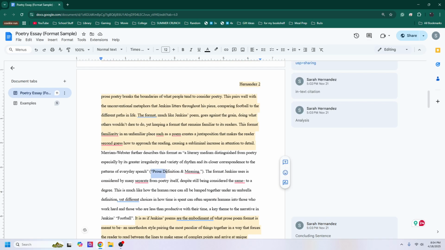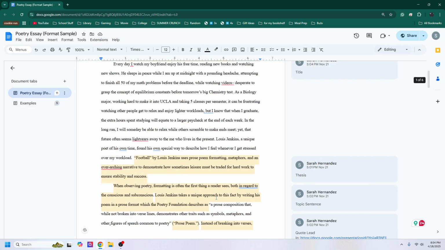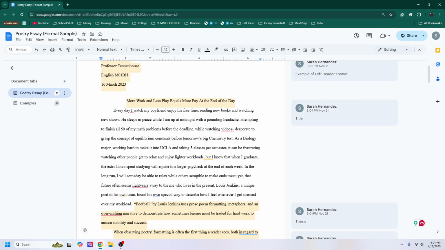Notice this one doesn't have an author, so in our in-text citation, I'm going to use the title of the article, which is Prose Definition and Meaning. And as you can see, I used it as a definition. So you're not going to say Merriam-Webster, because that is not the title. That's the organization. You're going to say the title. The title is Prose Definition and Meaning. So in this case, they're not all going to be named that. So that's just our formatting.